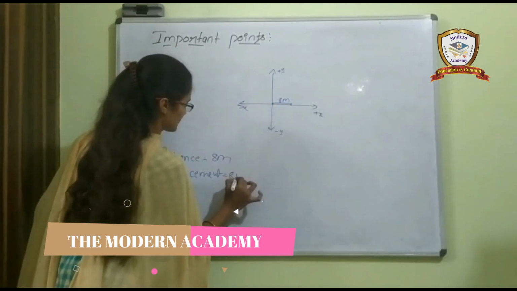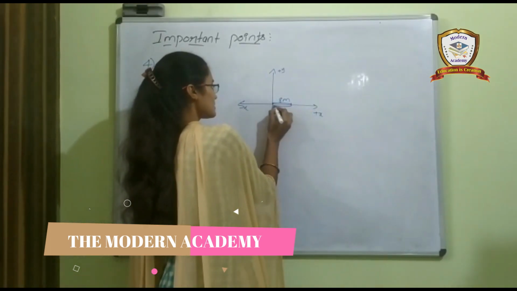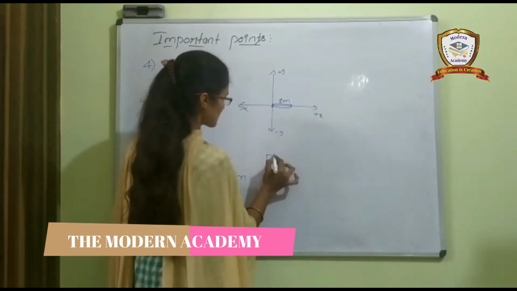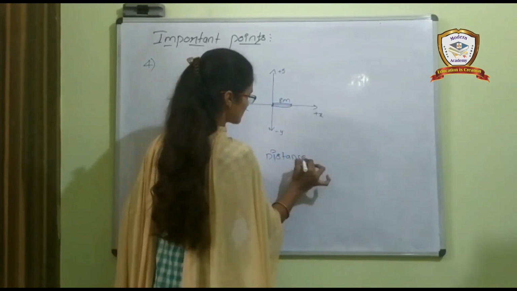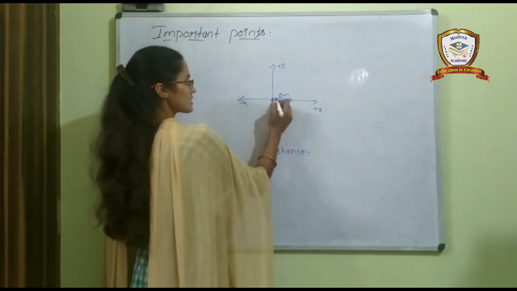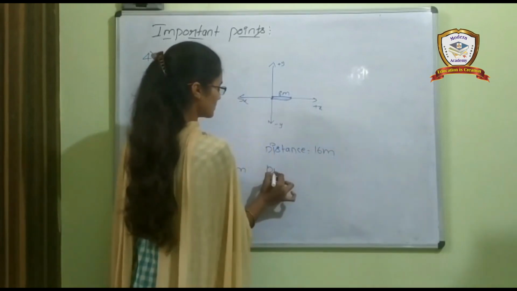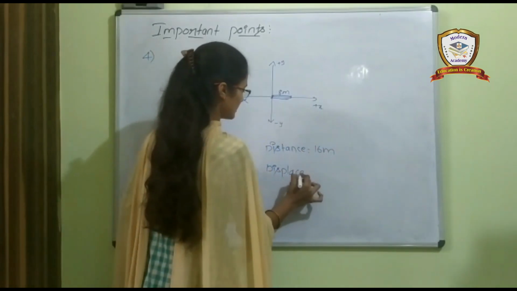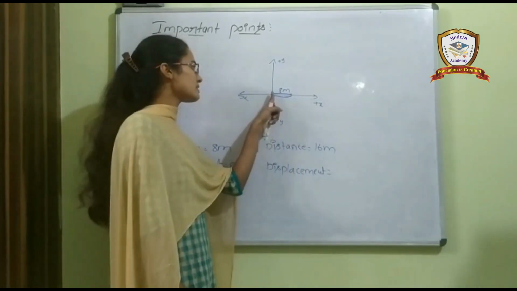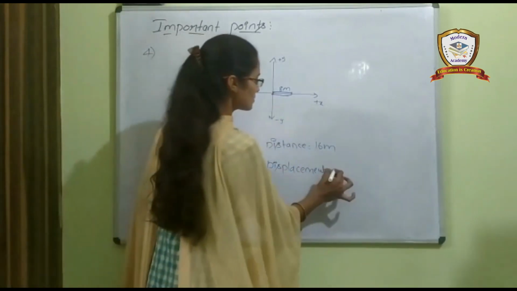Now, again that boy turned back and he reached the same initial point. So, can you say what is the distance and displacement now? Distance is whatever the length he covered, that we call a distance. So first 8 meters and then 8 meters, total 16 meters. And now displacement. Displacement is nothing but 0. Why is it 0? Because initial and final points are both the same. If initial and final points are both the same, displacement equals 0.